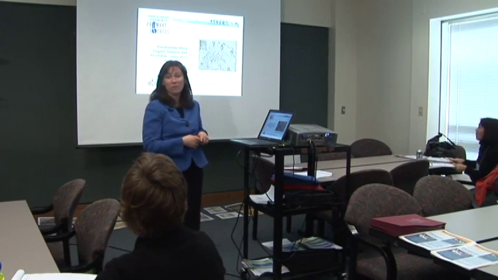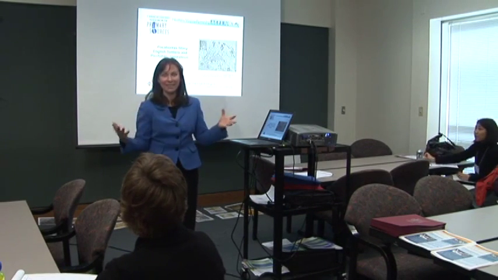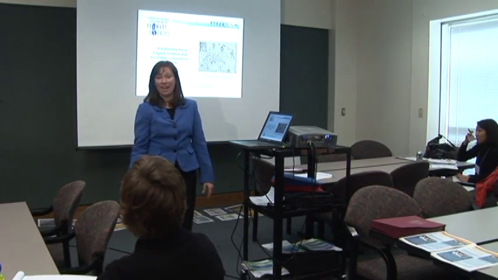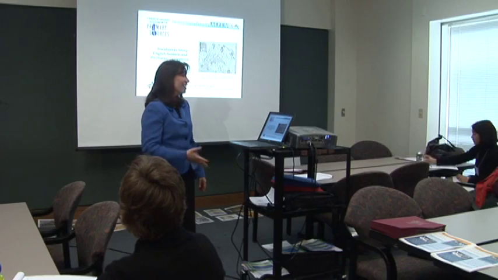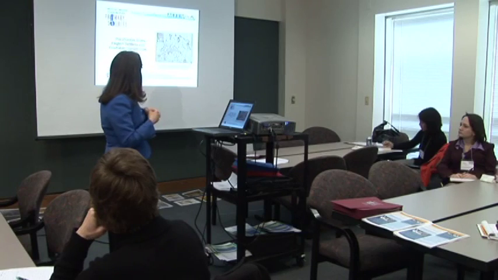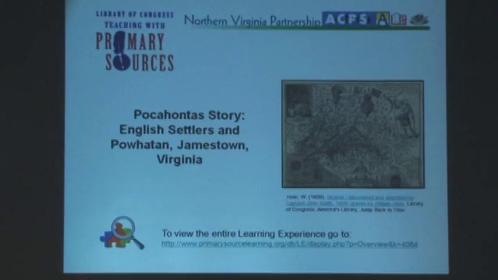We're going to look at some digital primary sources that are available in the millions on the internet now, but how can we get students to read them, and how can we use differentiated instruction to support and scaffold that reading so students come away with some strong comprehension? So we're going to start out with Pocahontas, the Pocahontas story, English settlers and Powhatan in Jamestown, Virginia.